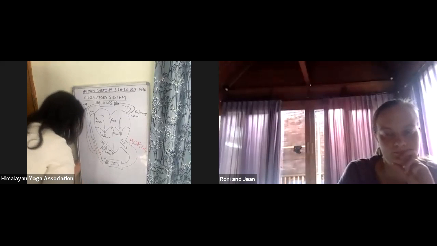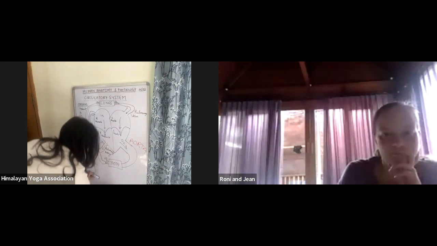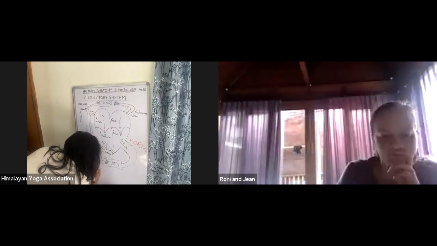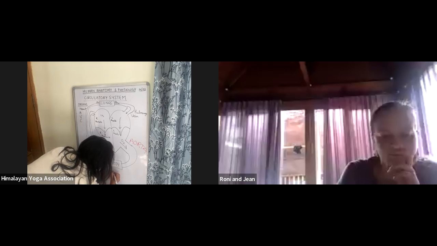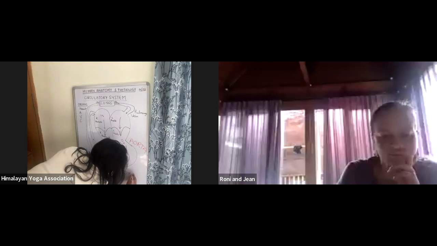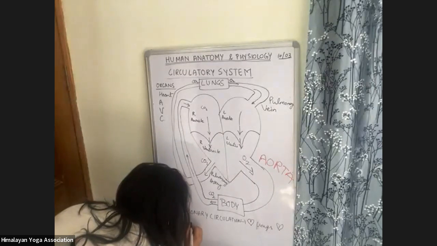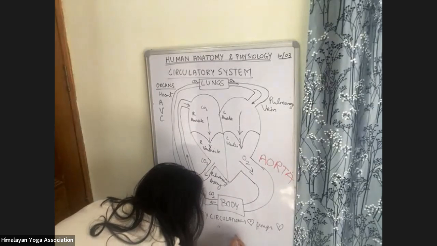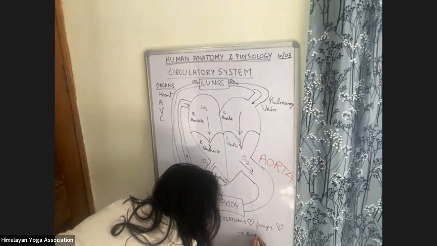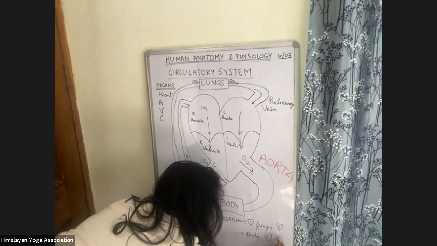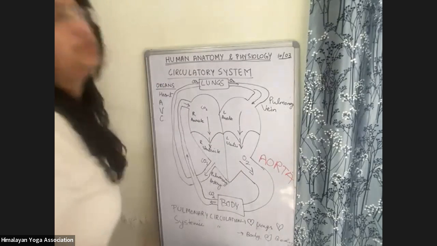So we have pulmonary circulation, which is heart, lungs, heart. Then systemic circulation, which is heart and body. Okay.